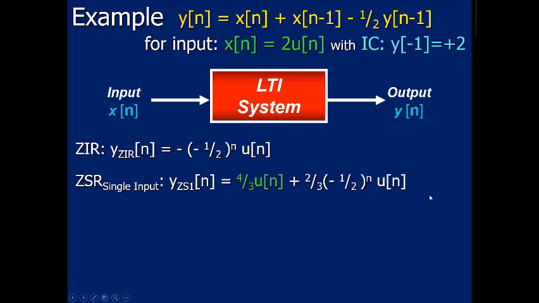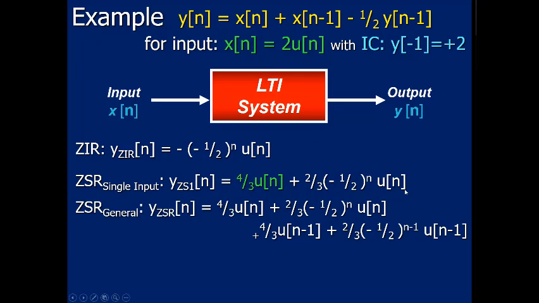So if this was the response to just x of n, the response to a system that has x of n and x of n minus 1 to it is that same response from the x of n, and that response with n replaced by n minus 1 to get the response to the x of n minus 1 term. That's applying linearity and shift invariance.